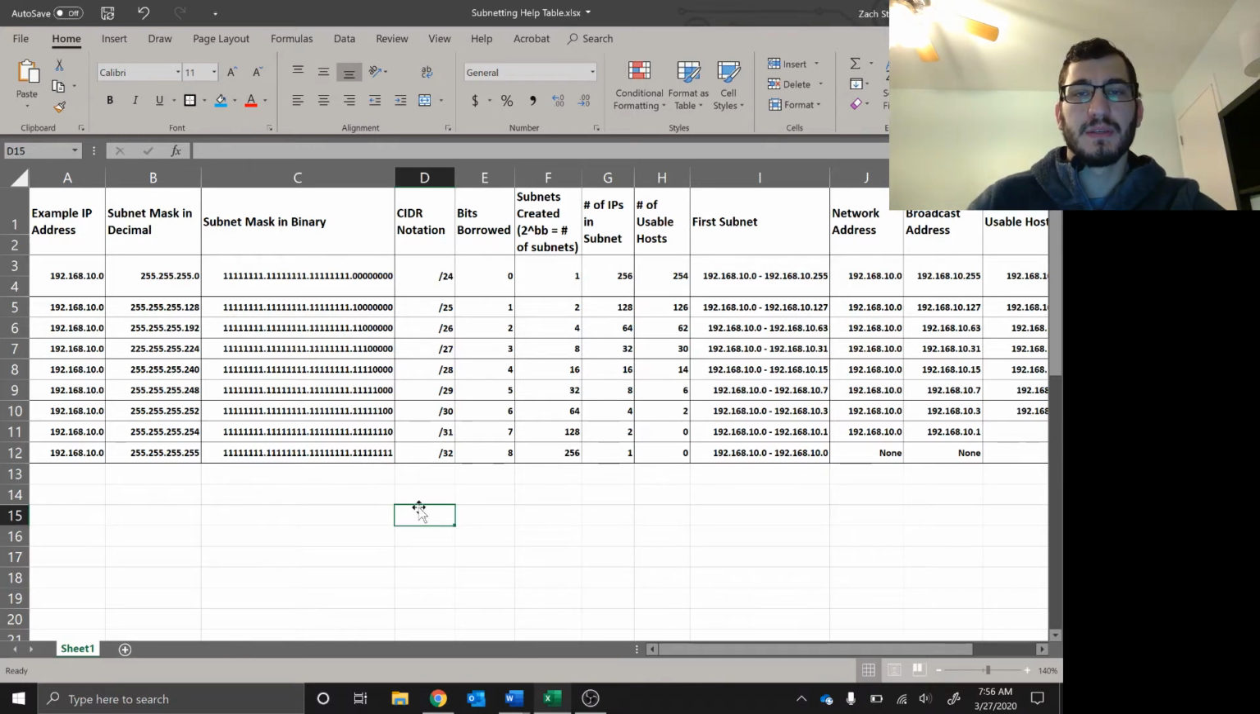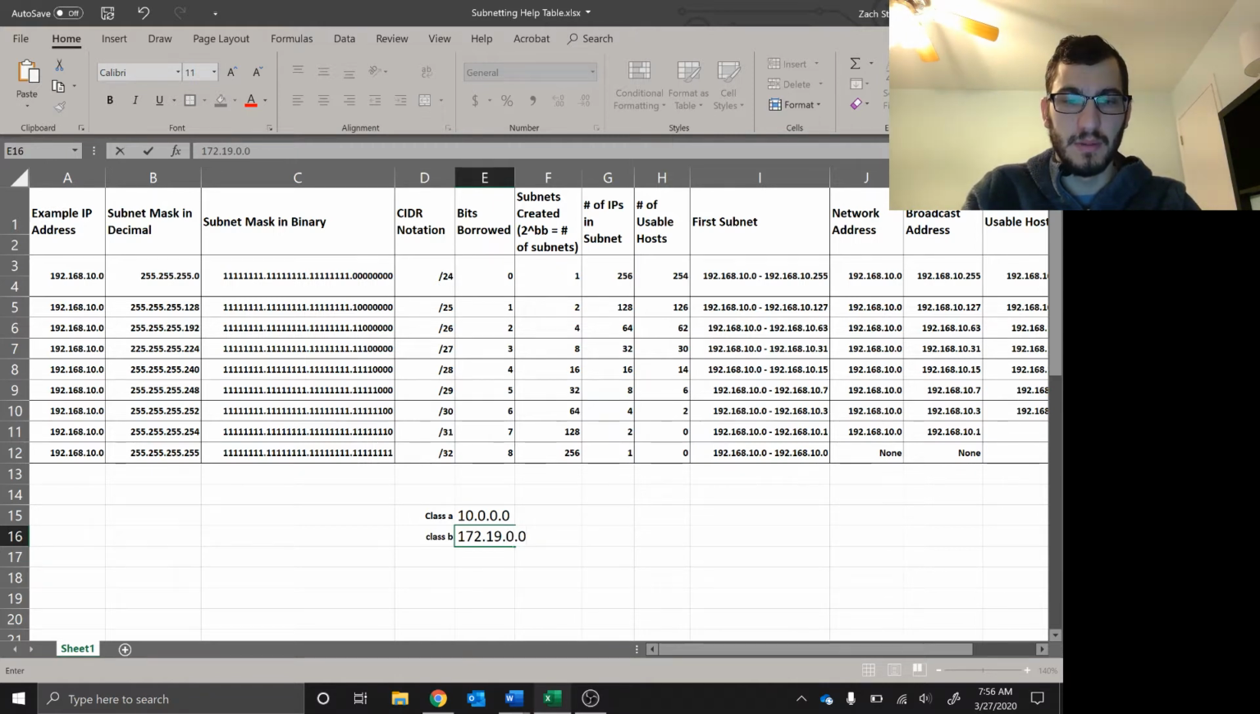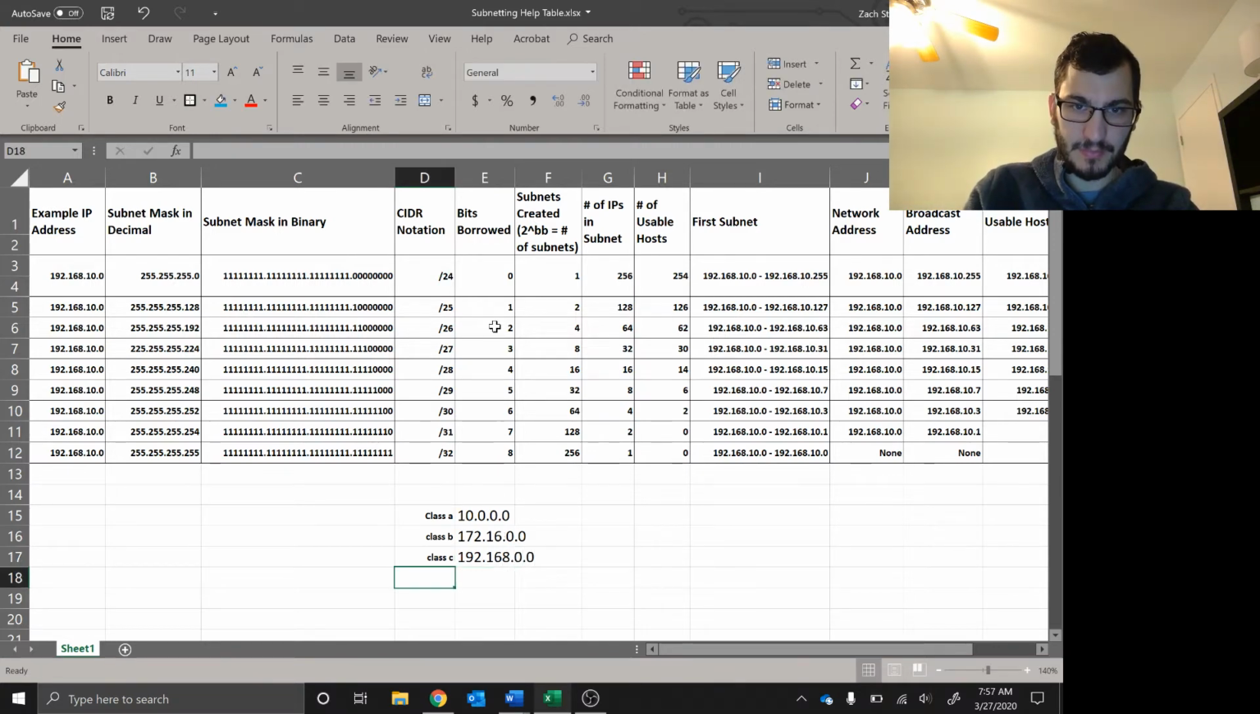One thing I do want to go over is that there are different classes of IP addresses. You have class A, B, and C, and then D is like experimental stuff. But class A was typically at 10.0.0.0. Class B was typically 172.16.0.0. And class C was 192.168.0.0.